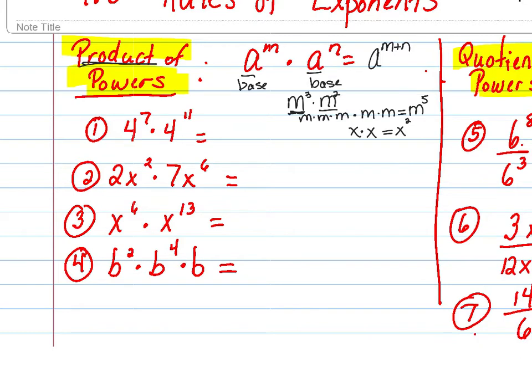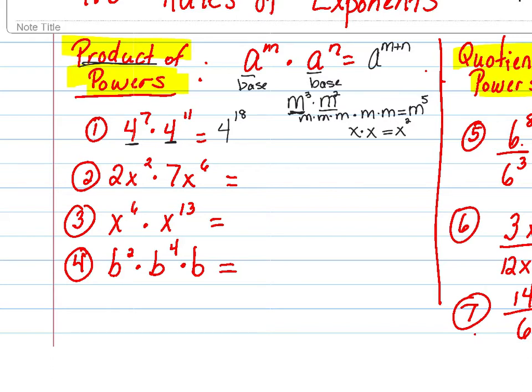So number 1, it says 4 to the 7th power times 4 to the 11th power. Are they the same bases? Yep. The base is just written down again, and you add the exponents. So what do we get? 18. Please do not multiply the bases. The rule says keep the base and simply add the exponents.